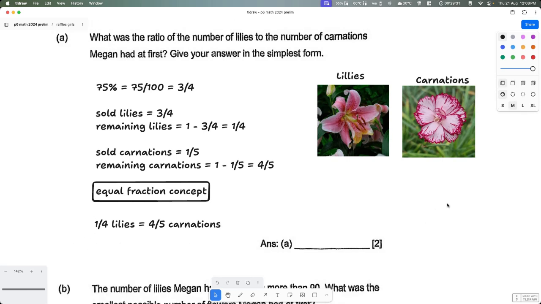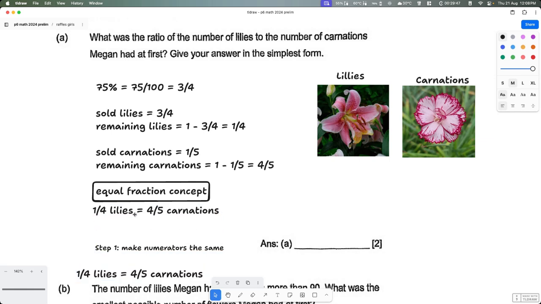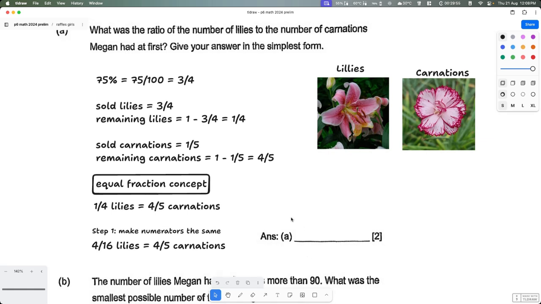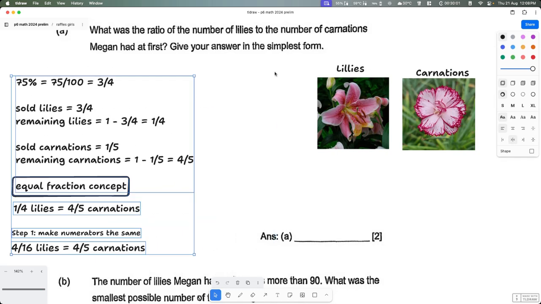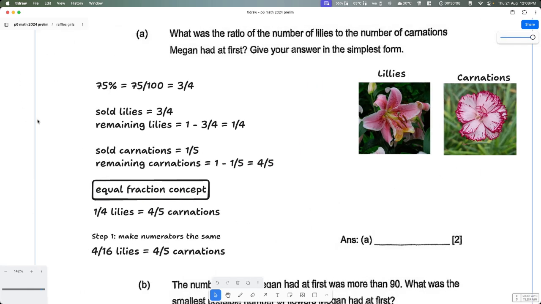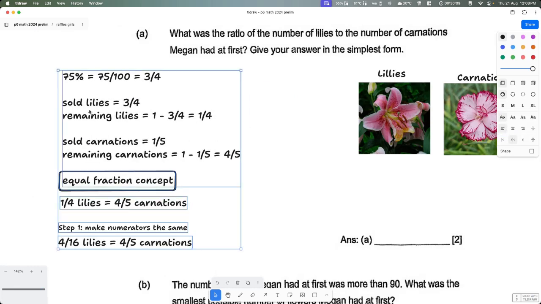So step 1, let me just write it down. Step 1, make numerators the same. So we will then put this as 4 out of 16 equal to 4 out of 5 carnations. And then after that, we can still move these lilies and carnations. Let me just put it over here.